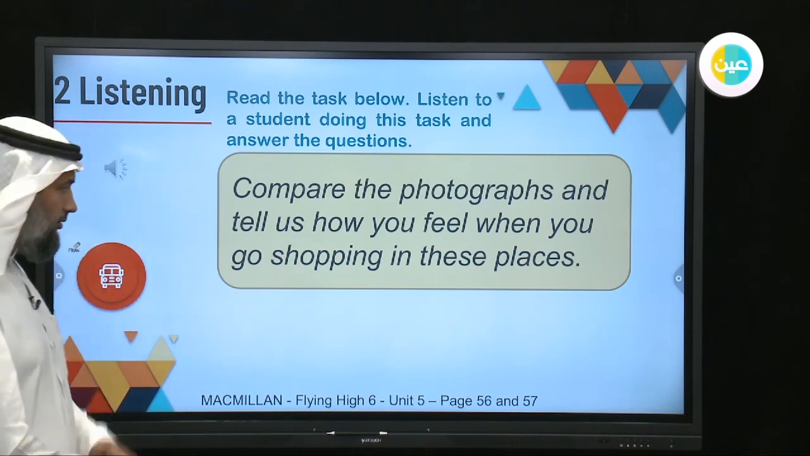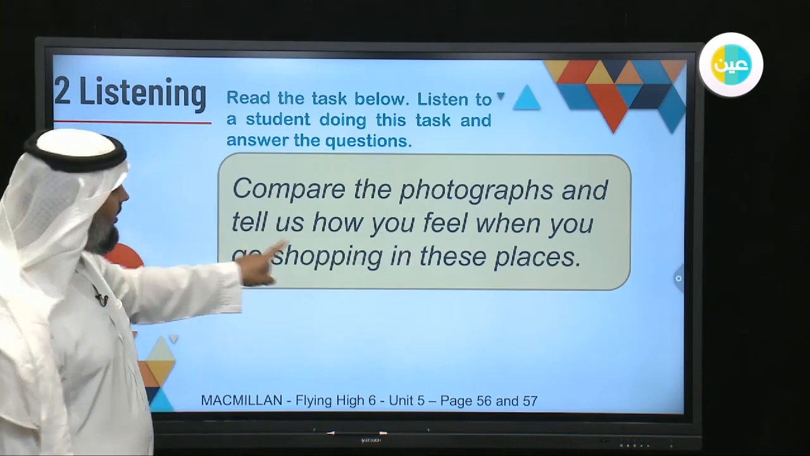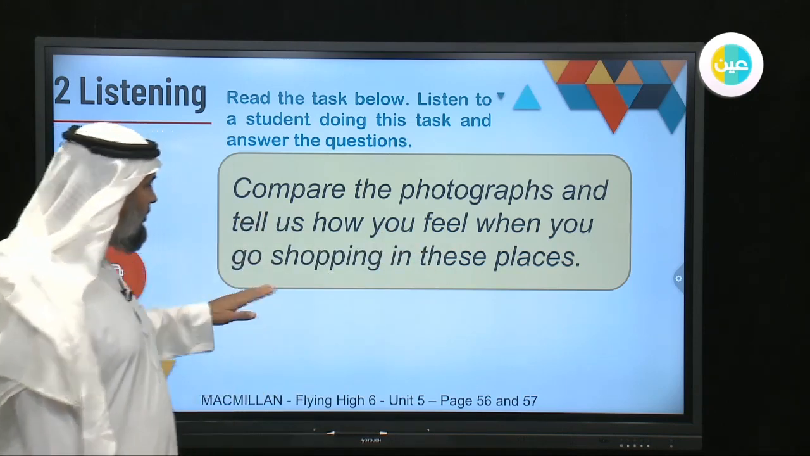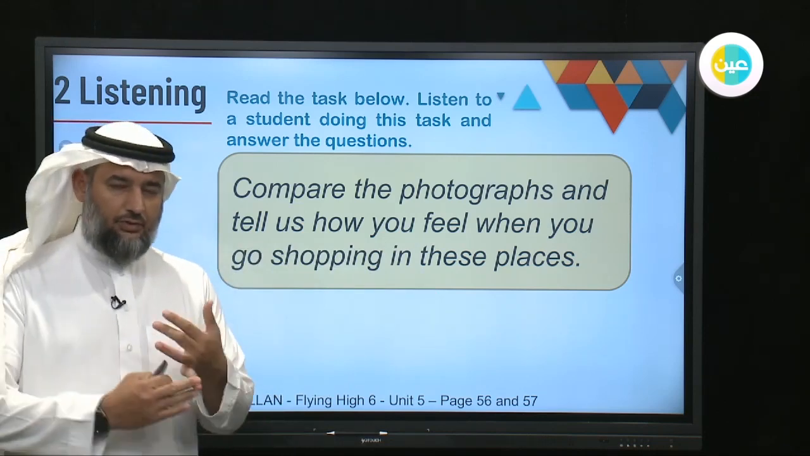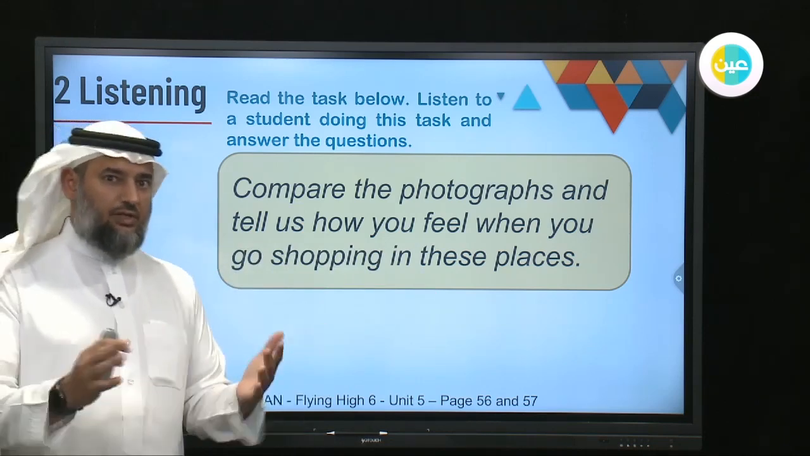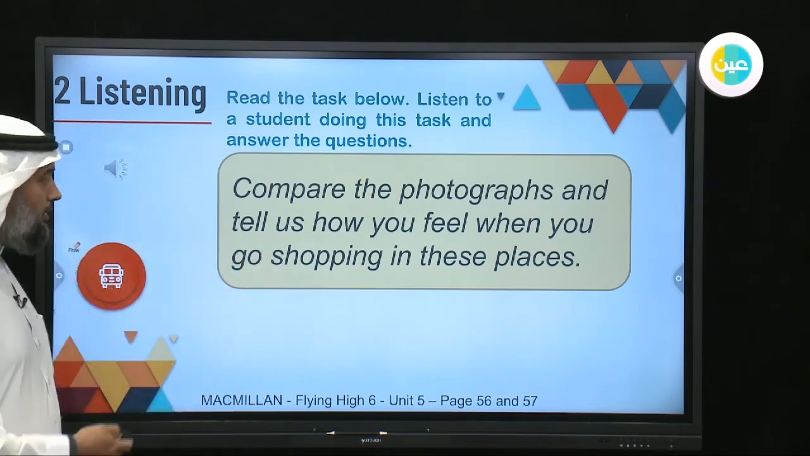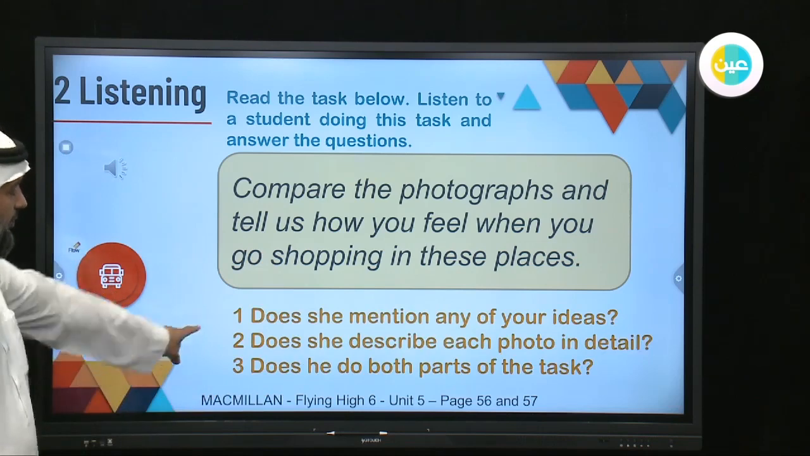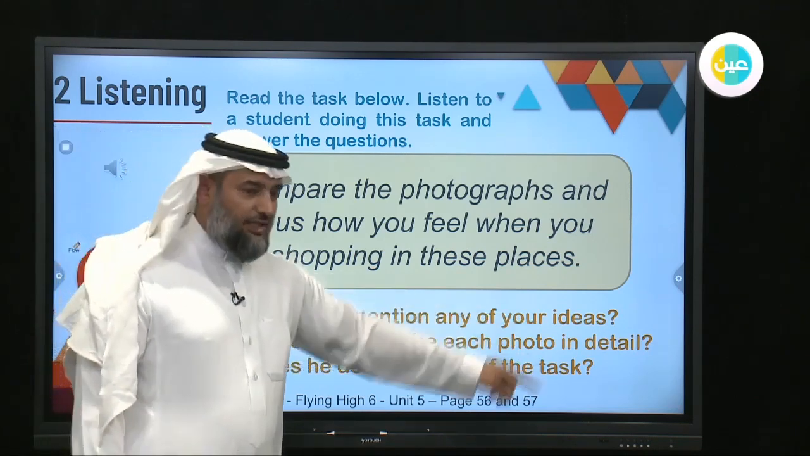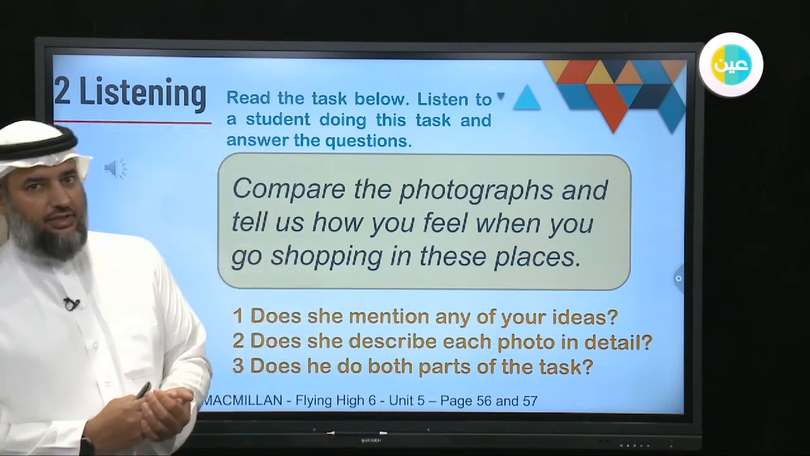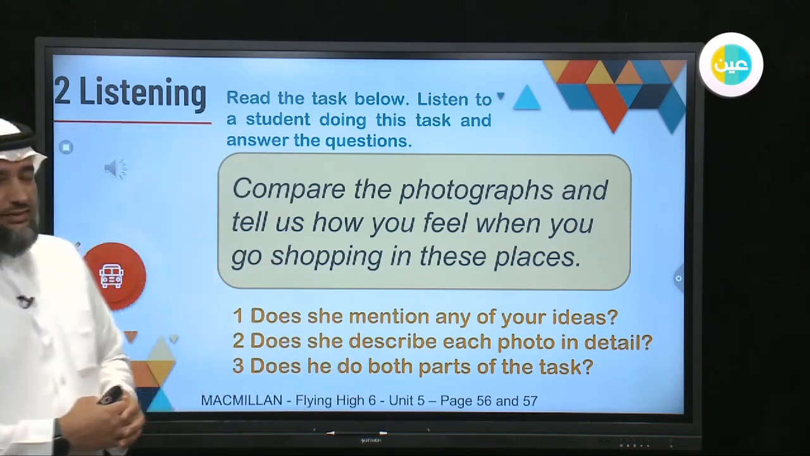Okay. Now, when you've listened, compare the photographs and tell us how you feel when you go shopping in these places. So, when he talked about the photographs, he talked about the similarities and the differences between them. Also, he talked about his feelings. What does he feel? Okay. Now, question: does she mention any of your ideas? When you've written the similarities and the differences, did she mention any of these ideas?